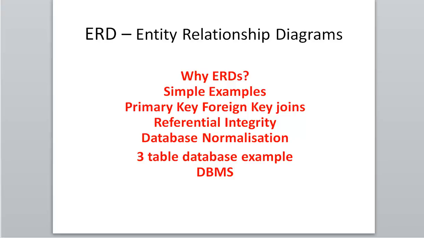In this video 4 we're going to look at entity relationship diagrams, how to design a database basically. I'm going to give you some simple examples, how to join tables using primary key and foreign key joins. We're going to talk about referential integrity and normalizing a database, and we're going to give you a 3-table example, and then talk about database management systems.